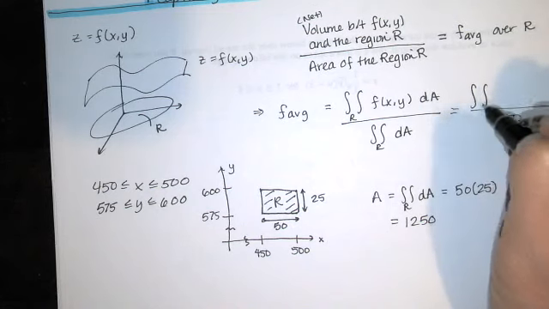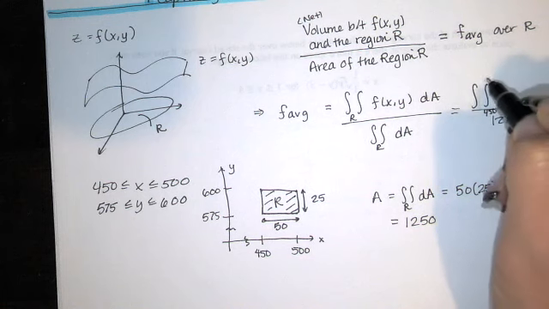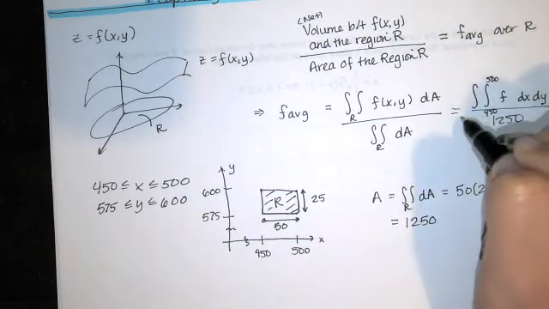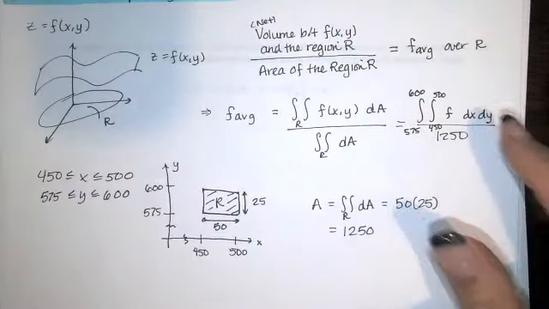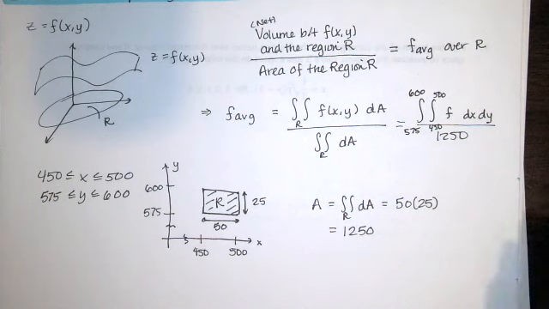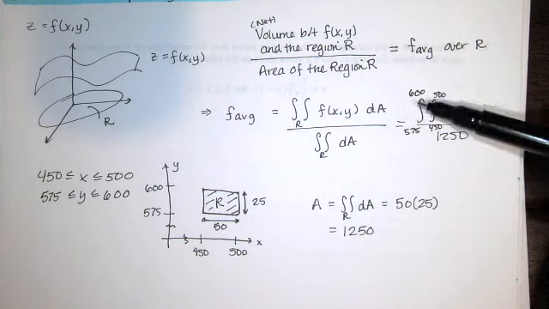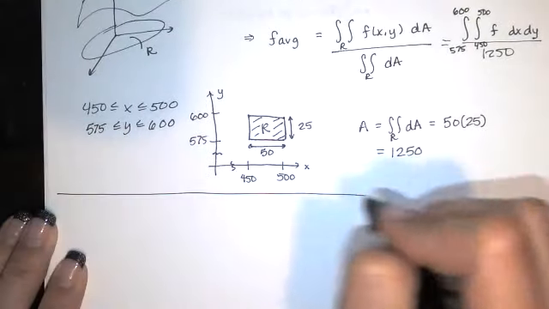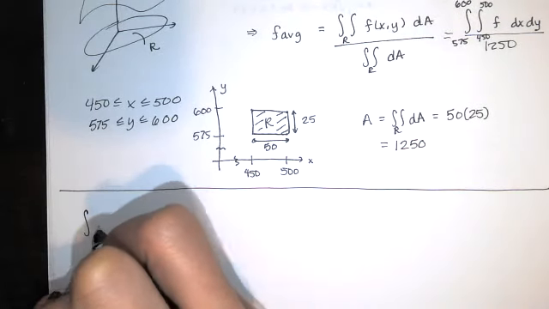And then in the numerator, we'll have our function f, and we'll integrate from 450 to 500 for x. And then we'll let y vary from 575 to 600. And you can integrate with respect to y first and then x. That would be fine as well. Either way is fine because these are constant bounds. It's not going to change the computation or the calculation very much at all. So let's do that.